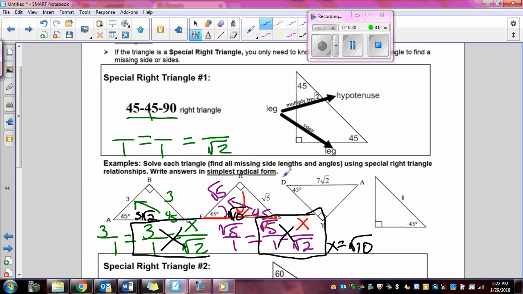Let's try this one. This one's a little bit different, kind of. We're just going to solve for something different, so I'm going to have to erase part of it. Let's try this last one. So I'm going to write out my ratios.